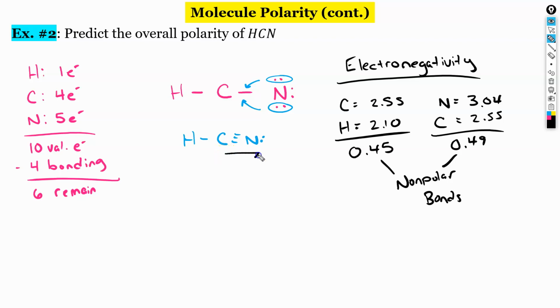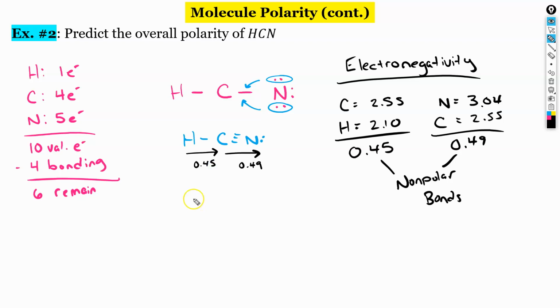So we have one going from carbon to nitrogen. Okay, going from carbon to nitrogen. Nitrogen's more electronegative, 0.49. Okay, and then we also have from hydrogen to carbon. Carbon is more electronegative, so 0.45. So they'll point that direction.